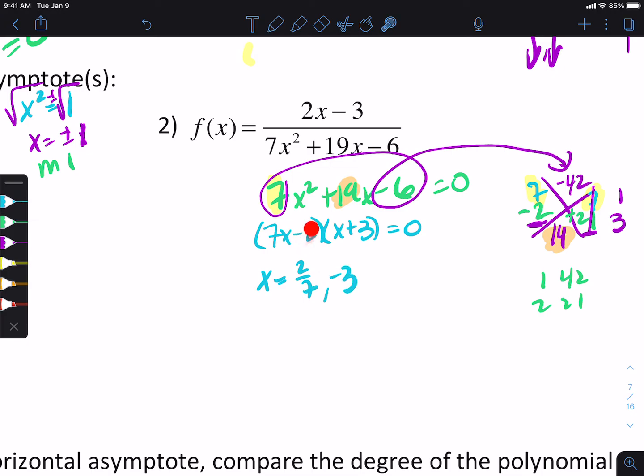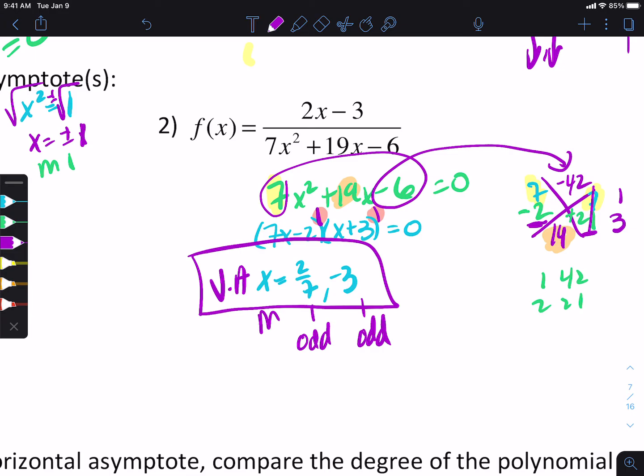Remember, our shortcut is change this sign, divide by this. Change this sign, divide by that. So negative 3 divided by 1 is negative 3. The multiplicity comes from the power, so both of these have an unsaid power of 1. So their multiplicity is 1, so that means that it's an odd asymptote, right? And then that's as far as we're going. So these are our vertical asymptotes, okay? And then our domain is x cannot equal those two things, so 2/7 and negative 3.